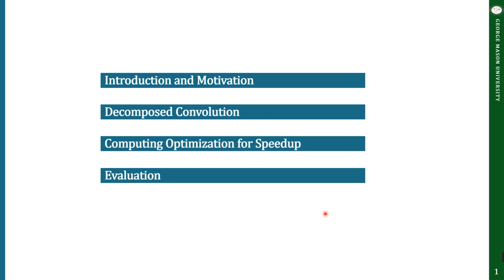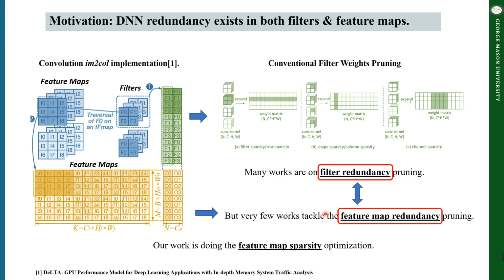I will first talk about the paper motivation. As we all know, convolution is actually the matrix multiplication between the feature maps and the filters. So the feature maps and filters are equally important during the convolution operation, and tons of works have been proposed to identify the redundancies inside the convolution and try to optimize the model inference. However, most of the works are filter redundancy pruning, and few works tackle the feature map redundancy pruning. And our work is actually doing the feature map sparsity optimization.